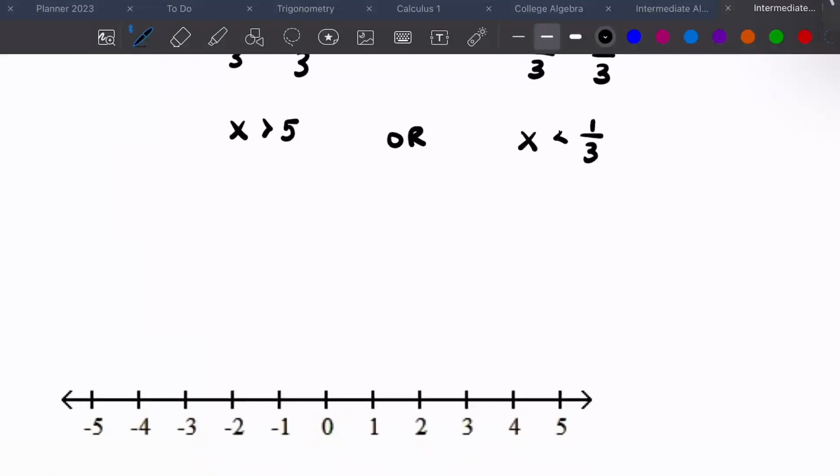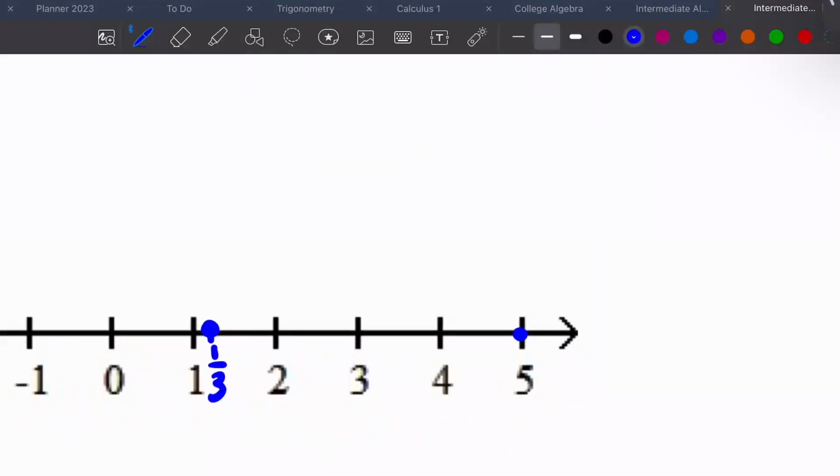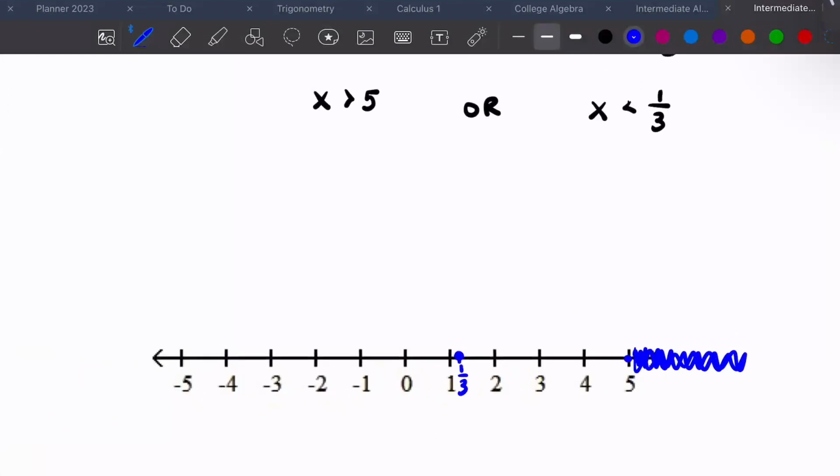Okay, so let's look at what that looks like on a number line. 1/3. I'm going to do it in a different color. Let's do it right here. All right, 1/3. And then 5's right here. Look at each of these. Put these on the number line separately. X is greater than 5. 5's right here, and I'm greater than 5. So I'm all these numbers. Then x is less than 1/3. So I'm all these numbers.